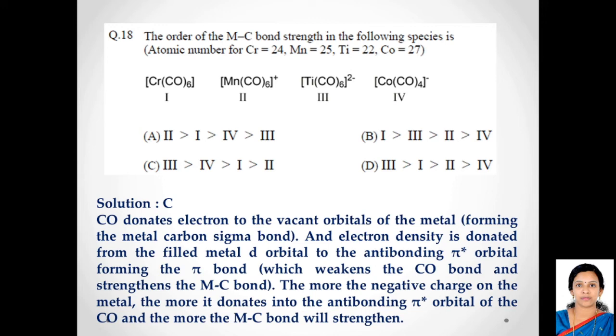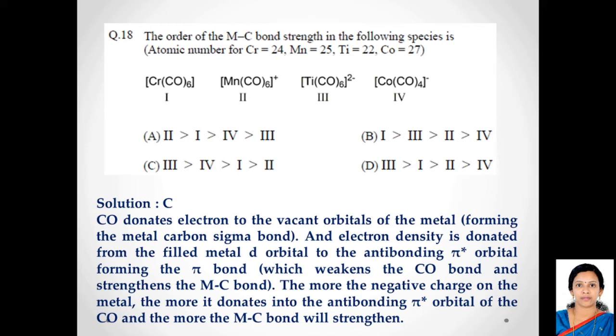The carbonyl ligand donates electron density to the vacant orbitals of the metal, forming the metal carbon sigma bond. The metal also donates its electron density from its filled d orbitals to the antibonding pi orbital of the carbonyl ligand. But because the electron density is going to the antibonding orbital, which is much higher in energy, the carbonyl bond is weakened. When you add electron density to the antibonding orbital of the carbonyl ligand, the CO bond becomes weak.